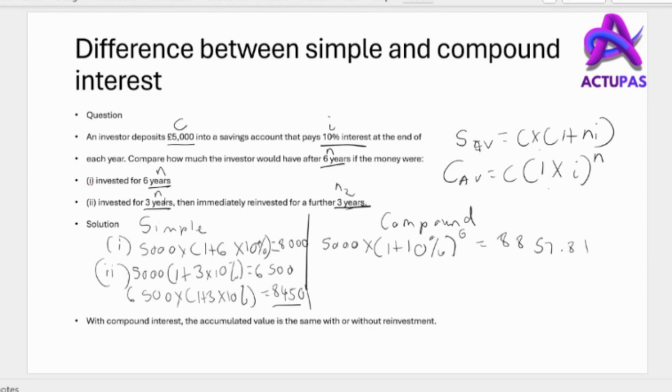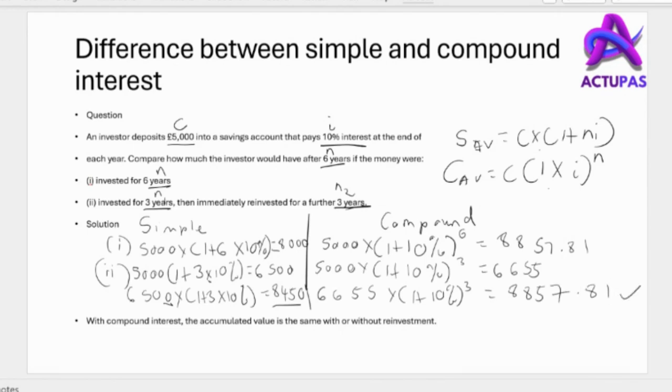If you verify this, you see that 8,450 is higher than 8,000, because here the interest for the 3 years is now earning more interest also, making the amount higher. Then with compound interest, for the first 3 years we start with 5,000 times 1 plus 10%, the same formula as above, to the power 3. Using a calculator here, we get 6,655. Then for the next 3 years, we start with 6,655 times 1 plus 10%. It's still 3 years, to the power 3. This is equal to 8,857.81. So this is equal to this.